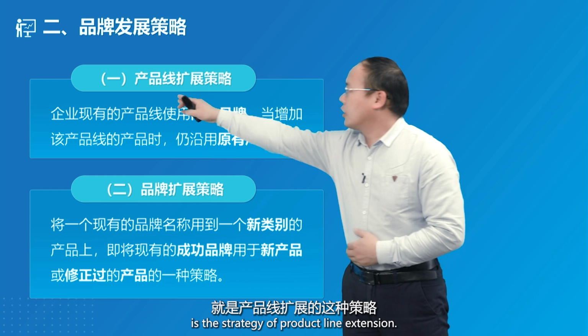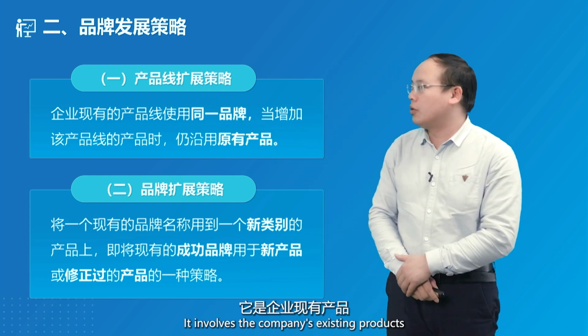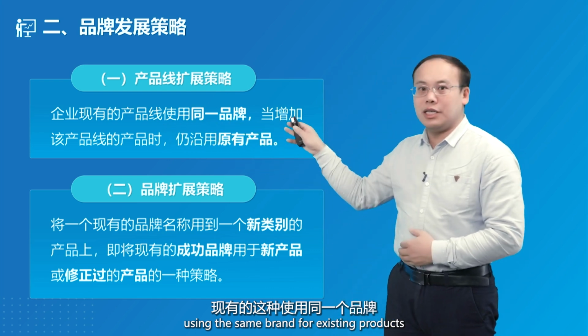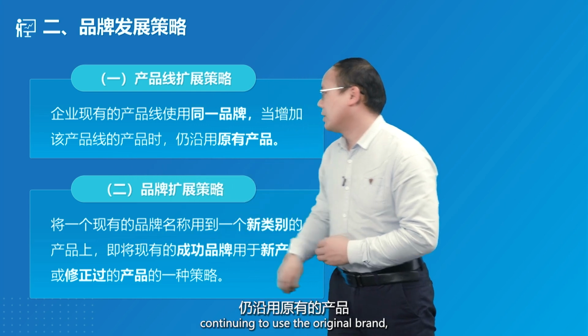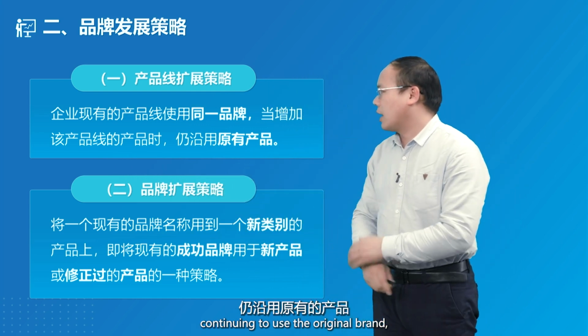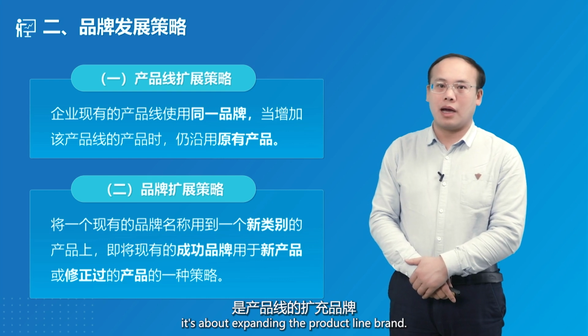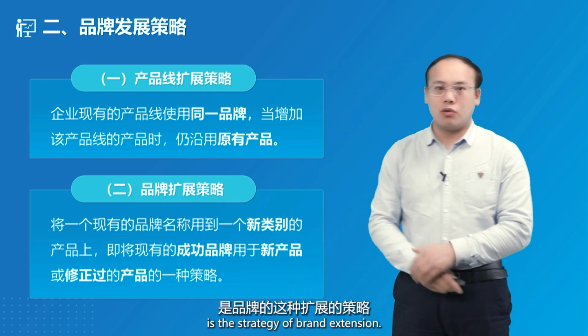The first area is the strategy of product line extension. It involves the company's existing products, using the same brand for existing products, when adding products to that product line, continuing to use the original brand. It's about expanding the product line brand. The second aspect is the strategy of brand extension.